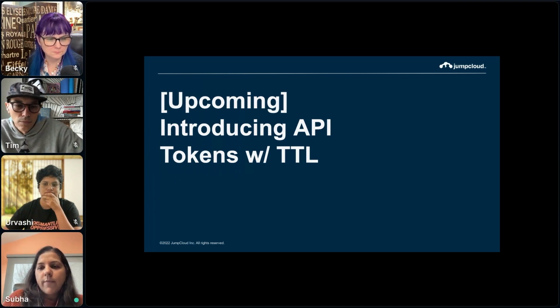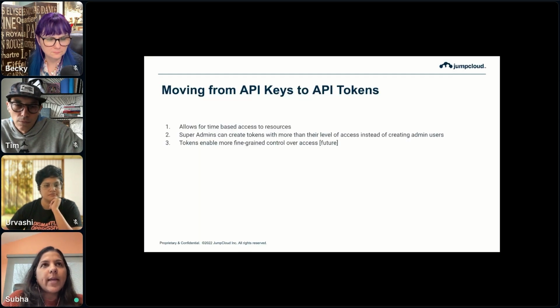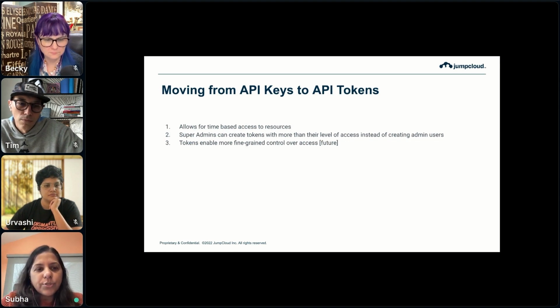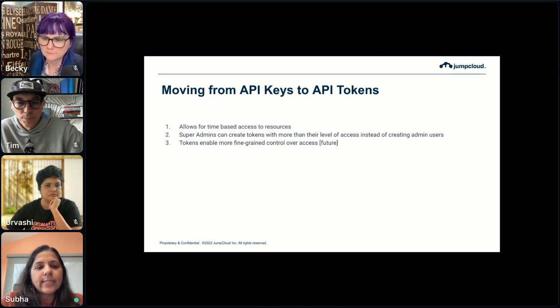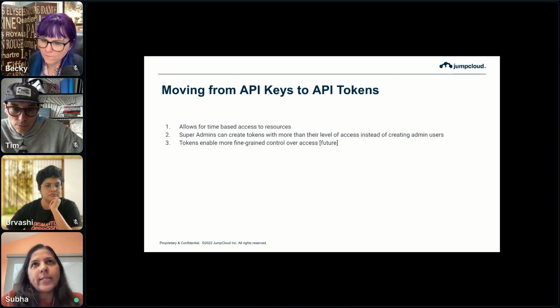So we are moving away from our classic API keys to API tokens. Why are we doing this? API tokens will allow for time-based access to resources, right? And I think I saw somewhere on the chat as it passed by me, more granularity, more scoping. Yes, this is where we are headed with API tokens.